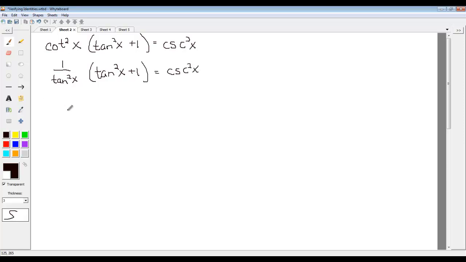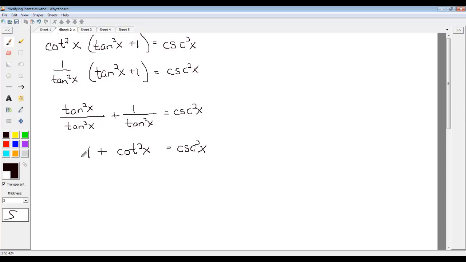Then I'm going to distribute. Then simplify. And think back to my fundamental identities. I have an identity that says 1 plus cotangent squared is cosecant squared. And lo and behold, cosecant squared is what I needed. So now the identity is verified.